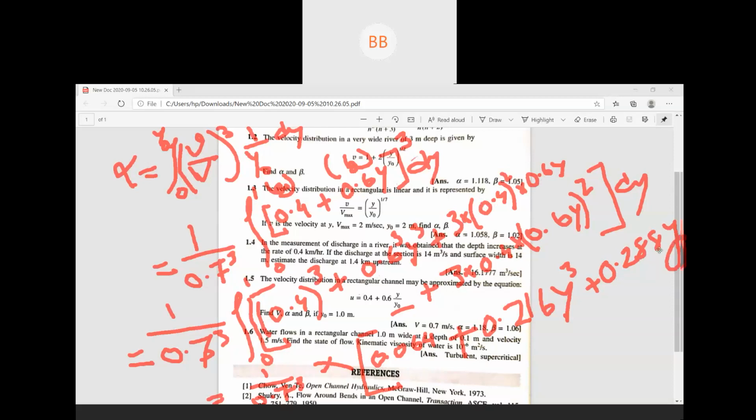Then addition, we have another term, that is 0.6 whole square multiplied by 0.4 multiplied by 3, you will get approximately 0.432. And we have y to the power square, so we will have y square here. Limit from 0 to 1 dy.